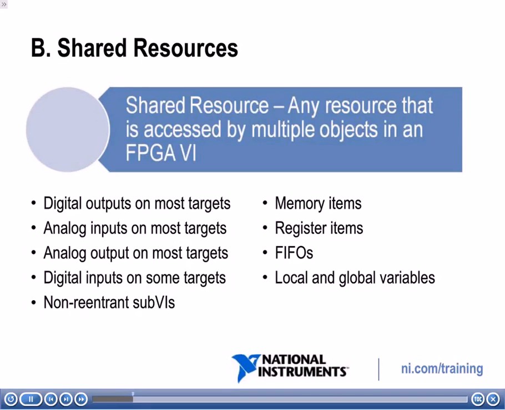So what is a shared resource? It is any resource that is accessed by multiple objects in an FPGA VI. So here we list a couple examples of shared resources. Digital outputs on most targets, analog inputs, analog outputs, digital inputs, non-reentrant sub-VIs, also memory items, registers, and FIFOs, which we'll talk about later on in this lesson. So these are all resources that can be accessed in parallel loops.